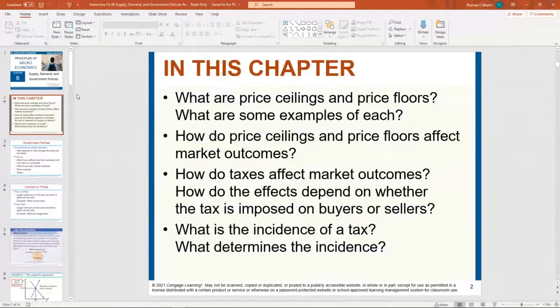You want to know how price ceilings and price floors affect market outcomes, how taxes affect market outcomes, how the effects depend on whether the tax is imposed on buyers or sellers, and what the incidence of tax is and what determines the incidence. Those are the questions that will be answered.